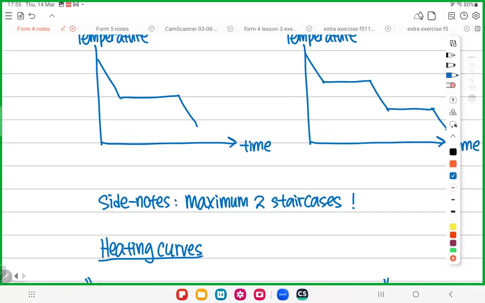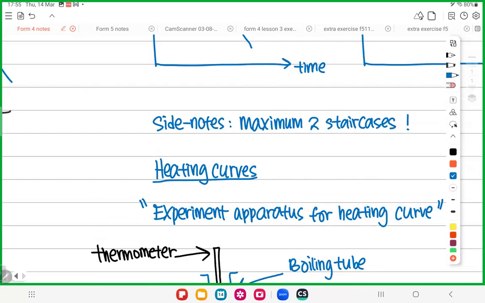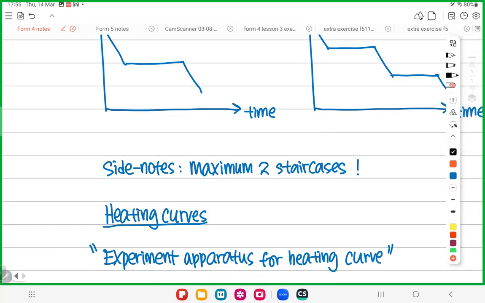Okay, so now today we were only focusing on heating curve because if you try to learn heating curve and cooling curve in the same day, you will feel very confusing, very blur. If you try to learn heating curve and cooling curve in the same day, super confusing. That's why today we only focusing on heating curve. That is good enough already for today. Okay, so first of all, I want you to know how to do the experiment in order to get the heating curve.